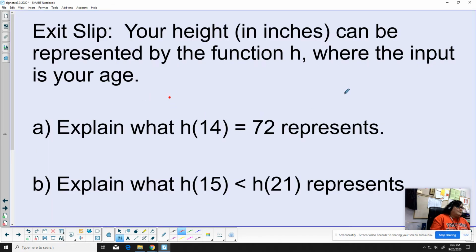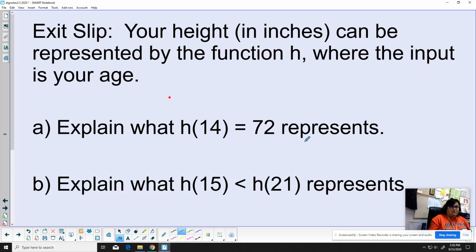So it says your height in inches can be represented by the function h, where the input is your age. So explain what h of 14 equals 72 represents. Try that. Press pause and try that. And explain what h of 15 is less than h of 21, what that represents. Okay, push pause and give those a try. I know they're hard. I'm aware. Okay, I want you to try.